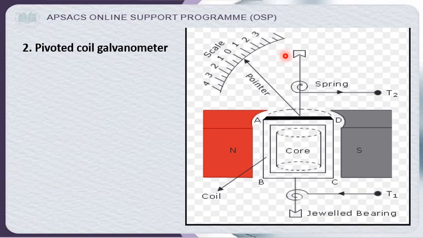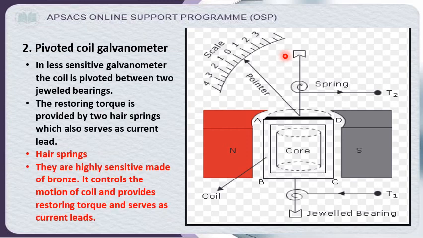The restoring torque is provided by two hairsprings, which also serve as current leads. So what is this hairspring? They are highly sensitive, made of bronze. They control the motion of the coil, provide the restoring torque, and serve as current leads as well. A light aluminium pointer is attached to the coil, which moves over the scale, thus giving the angle of deflection of the coil. So this is another type, in which a pointer is already placed to read the angle of deflection theta.